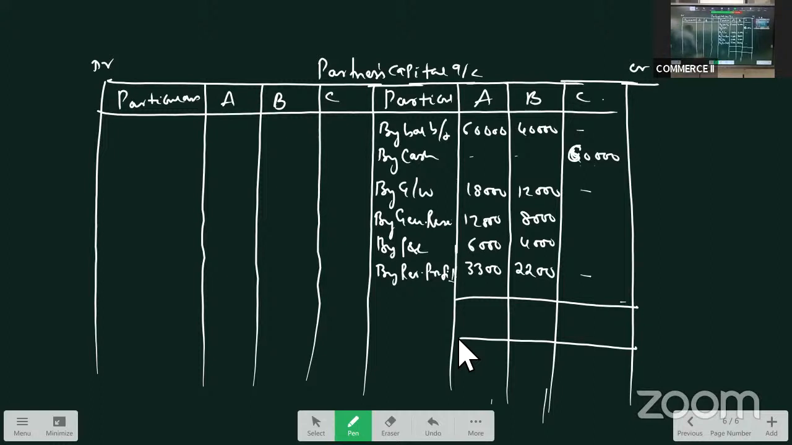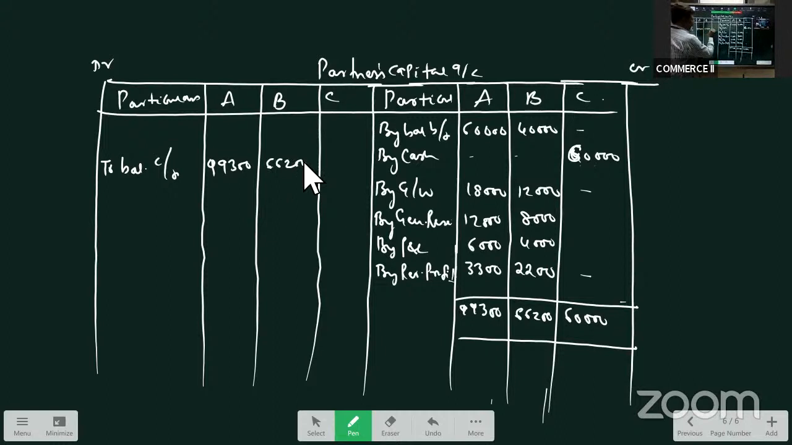Now let us do the sum up. A's total is 99,300, B's is 66,200, and C's is 60,000.